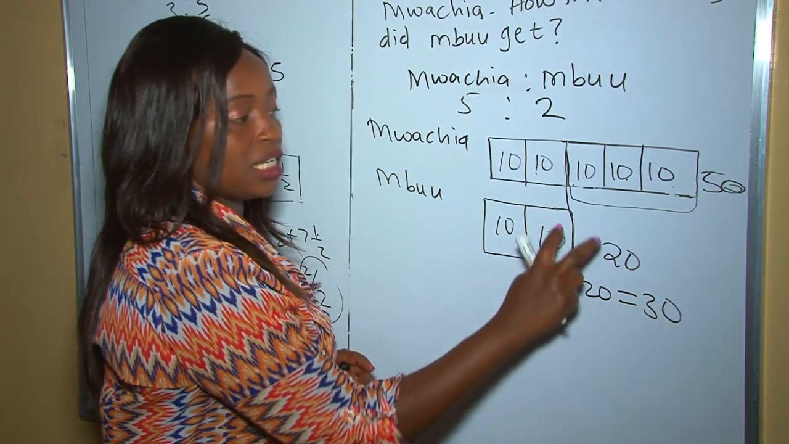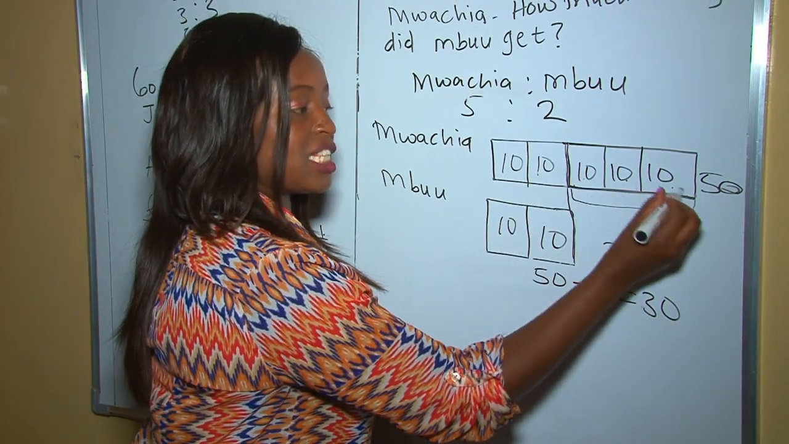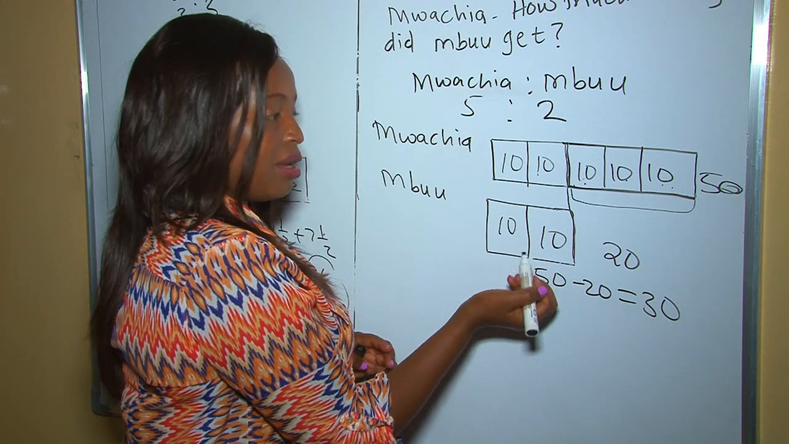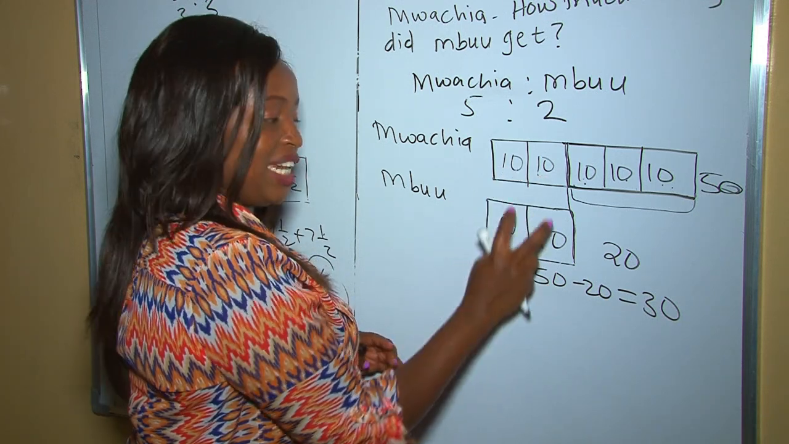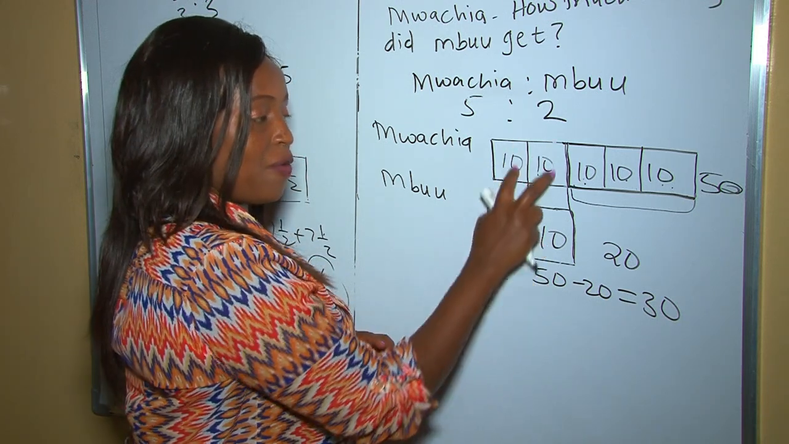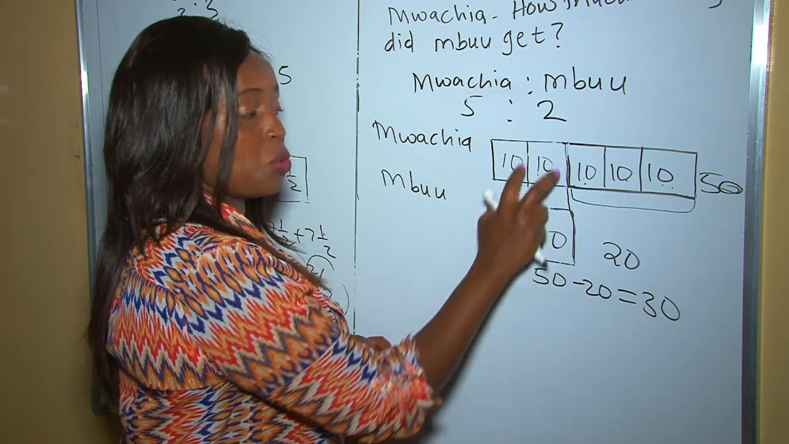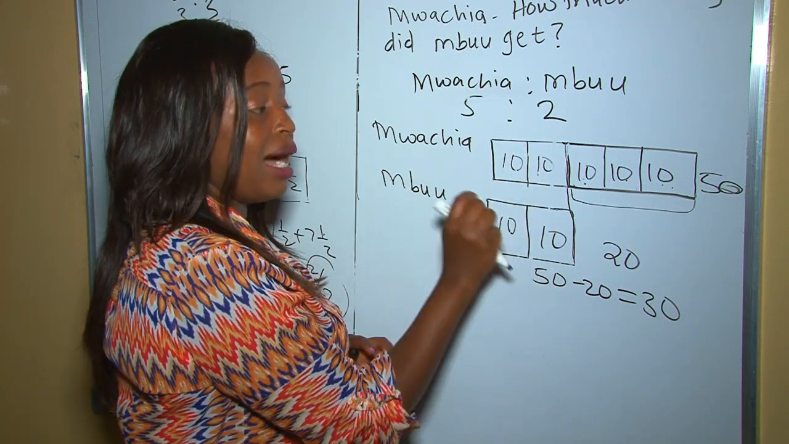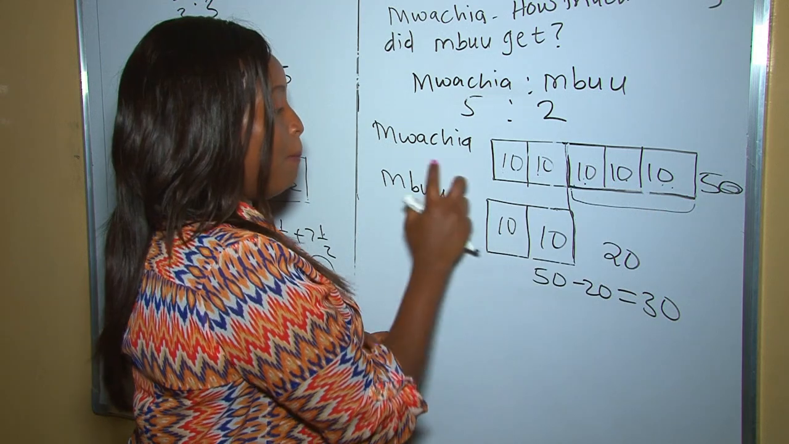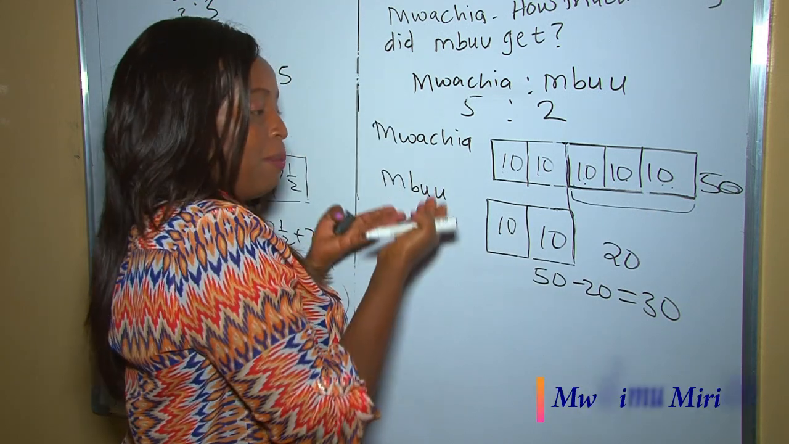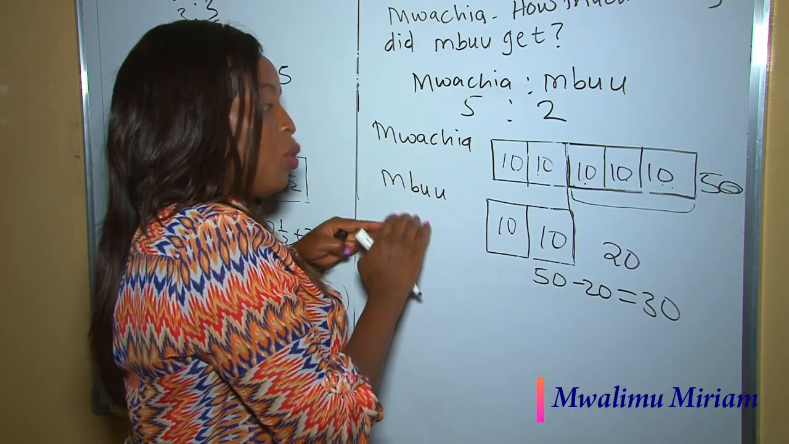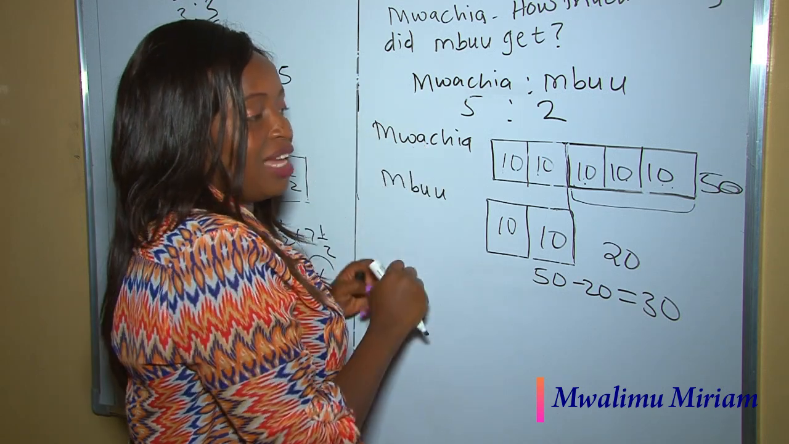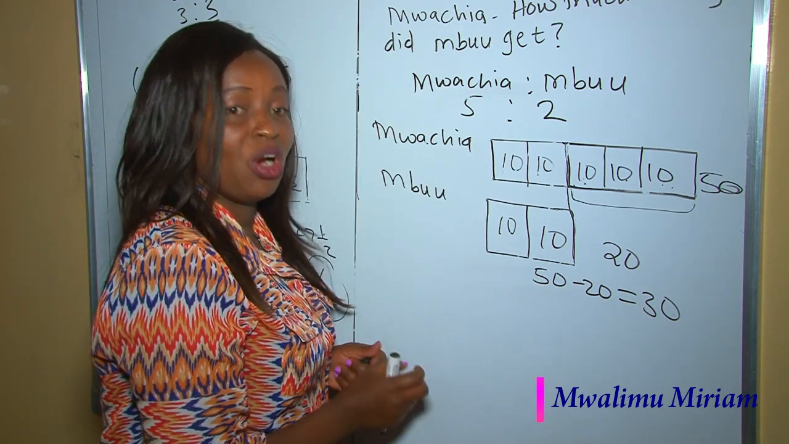And that 30, as you can see here, it is this 30. These two are 20 and these are 20. Therefore, if they were to get equally, they could have got 20, 20. But now, this 30 makes Mwachia get more than Boo, meaning it also makes Boo get less than Mwachia. As you are going to see when it comes to ratio difference.